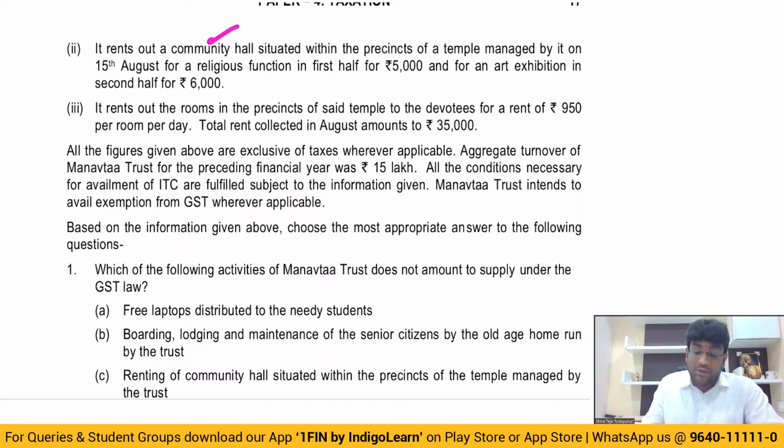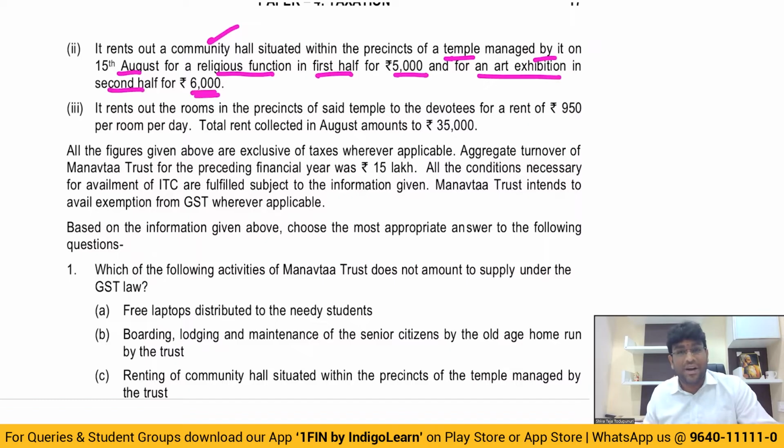Community hall situated within the precincts of a temple, managed by it on 15th August for a religious function in the first half, and for 5,000 for an art exhibition in the second half for 6,000. What a crazy point, man. Let me tell you honestly, this transaction is definitely taxable.